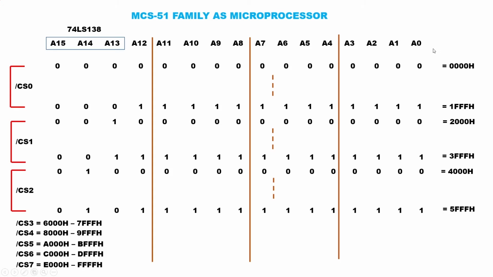And here we can find the addresses, that is from A0 to A15. And we have assigned the addresses, that is from A0 to A12, to the source code ICs. And here we can check if all 16 addresses, that is from A0 to A15, will be 0.